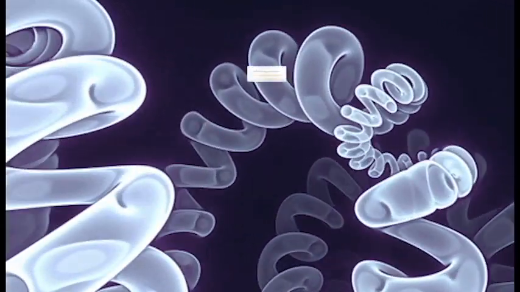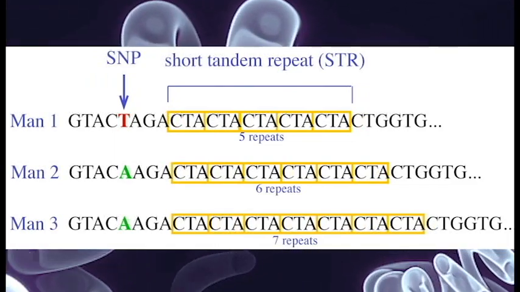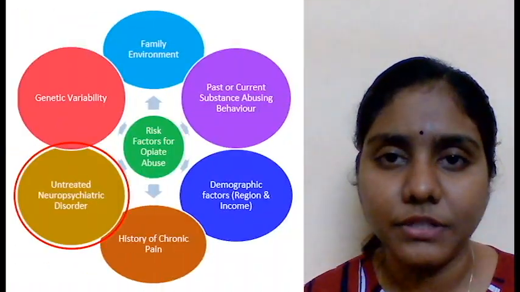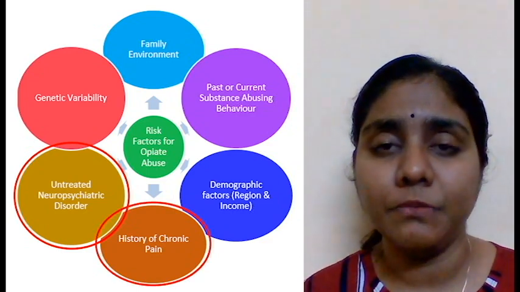Usually, when we talk about substance abuse, there must be some factors that lead people to use it. Dr. Tibia, what are the factors that lead people to use opiates? Actually, genetic variations can influence a person's response to drugs and the risk of drug dependence. The tiny differences in a person's DNA, which are termed single nucleotide polymorphisms, SNPs, can indicate whether a person has a higher or lower risk for addiction. Next, untreated neuropsychiatric disorders and a history of chronic pain are also major contributing factors of opiate abuse.